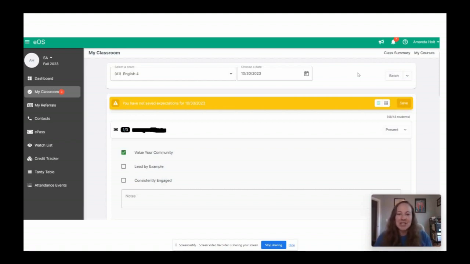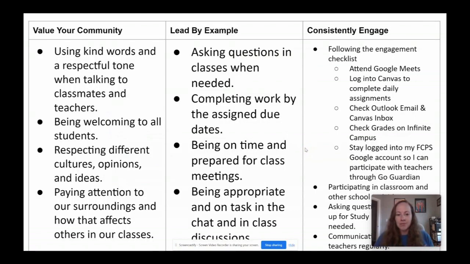So you can see an example here of a teacher who may have taken away a couple of points. Maybe this student did not engage. Maybe they just logged into their Google Meet, but then went idle on GoGuardian, didn't participate at all. Maybe they didn't lead by example because they weren't actively participating. But maybe they were kind. They didn't say anything rude. So they were valuing their community in that way. So that's an example of what it will look like on our end. And then when it shows up for you all, you will be able to see what you've gotten and what you have lost points on that day.